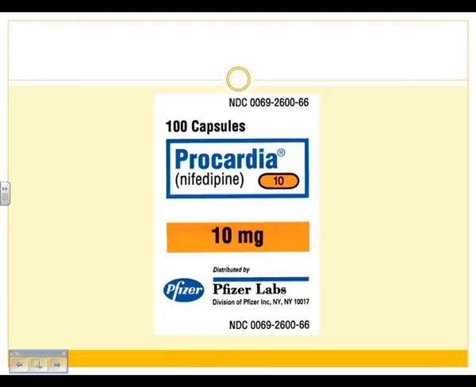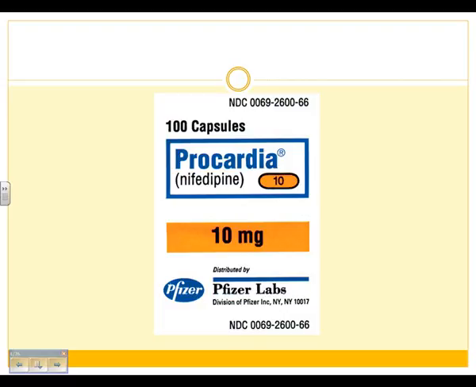All right. What is the trade name? And the generic name? Nifedipine. Okay. How many milligrams? And what form is it in? How many is in the bottle? Okay. So when you're doing drug calculations, it's 10 milligrams per one capsule, not 100 milligrams. That's just the number that's in the bottle. Okay. So it would be 10 milligrams per one capsule.